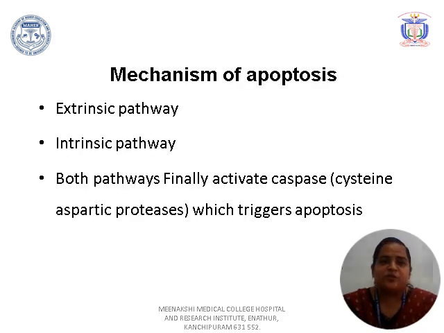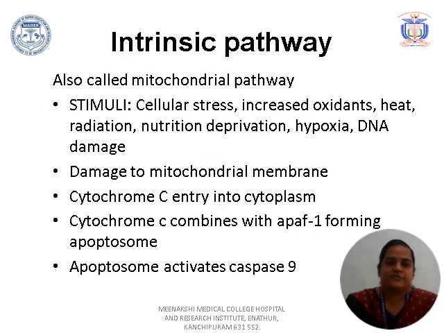So the mechanism. Once apoptosis has been initiated, whether physiological or pathological, it can happen through two pathways: the extrinsic pathway and the intrinsic pathway. Both these pathways meet at a final point, which is the activation of the caspase enzyme, a cysteine aspartate protease, which is the triggering point for apoptosis.